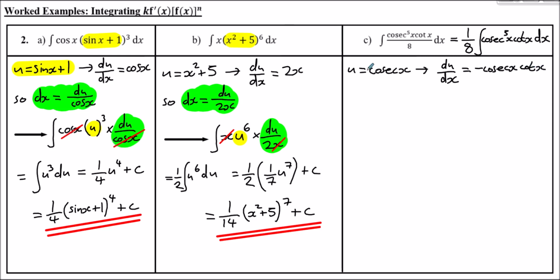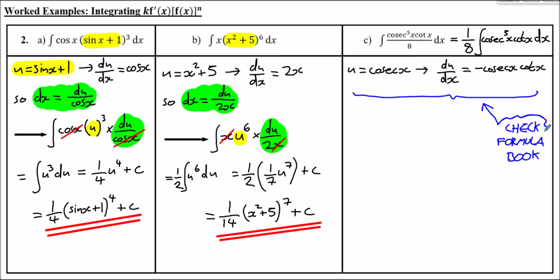Okay, so this bit here, I don't like that green, it's a bit too unclear. So here, if you're not sure, I'm just going to put "check formula book". I'm not going to go into detail. As I say, the main focus for me today is just showing you the application of this. So if you're not convinced, it's in the formula book.